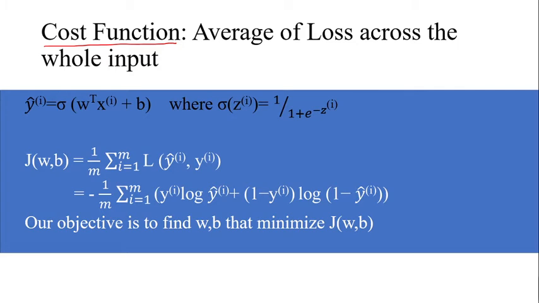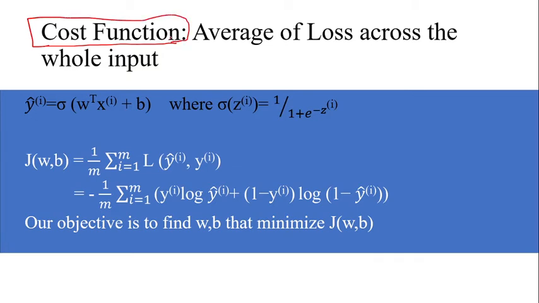So what we need to do is average the loss across all the inputs. Suppose you have m inputs. We need to find the loss with respect to each input sample and then average it out. We already saw this in linear regression. We averaged out with respect to all the values, right? That will give you the cost function. So this is known as the cost function.